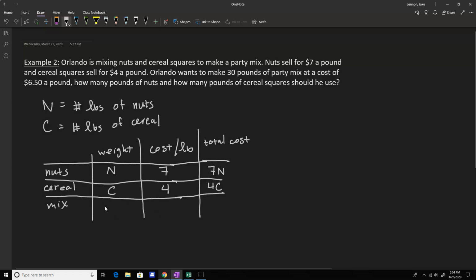Okay, so what is our end weight? Well, the weight is 30 pounds. So up here in the problem, they want to make 30 pounds of the party mix, and they want to sell that for $6.50 a pound. So that's what we fill in the bottom row here. So $6.50 a pound. And now this last cell that I'm circling, we can fill in 2 different ways.